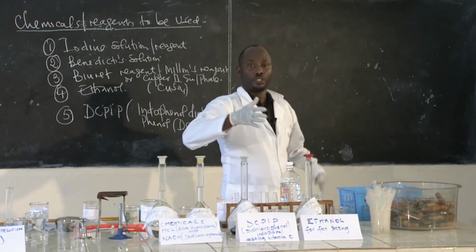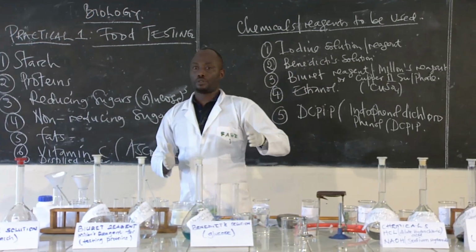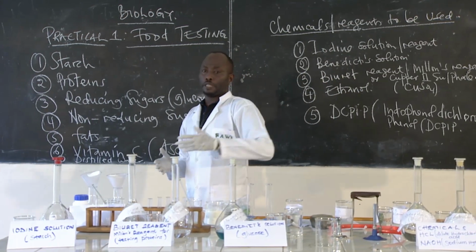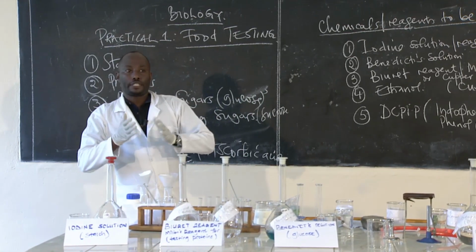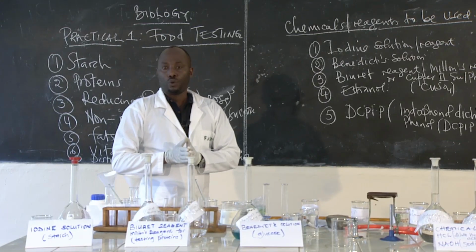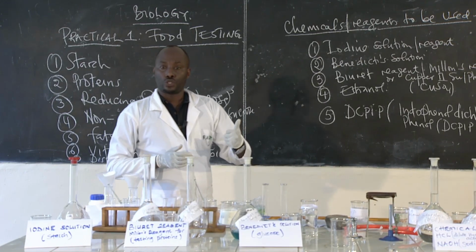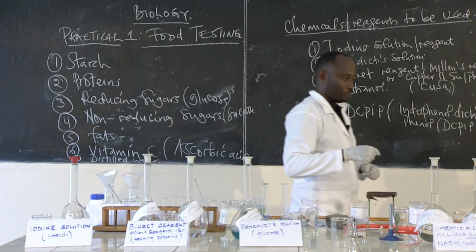All right, student. Excellent. We have seen all the reagents we are going to use, and all the food we are going to be testing. Let us now start our practical of testing starch. What do we use in testing starch? We said for testing starch, we use the iodine solution. Let's start our practical.